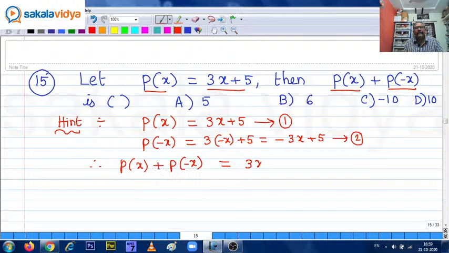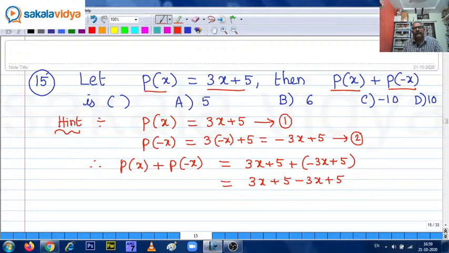3x plus 5, plus minus 3x plus 5. Open the bracket. 3x plus 5 plus minus 3x plus 5. See, minus 3x plus 3x cancel. 5 plus 5 is 10. So option D is the right option.